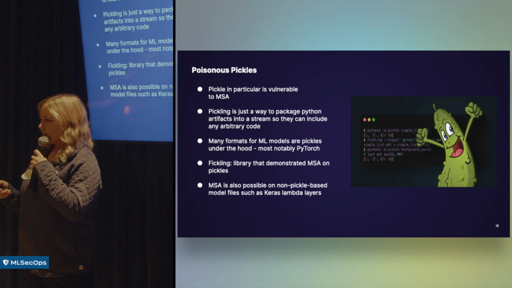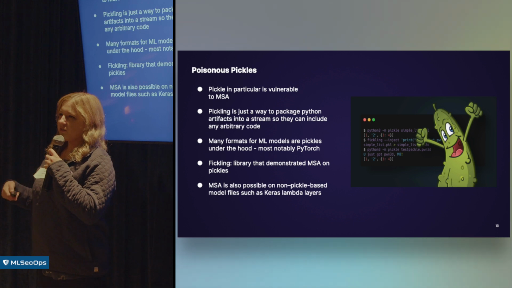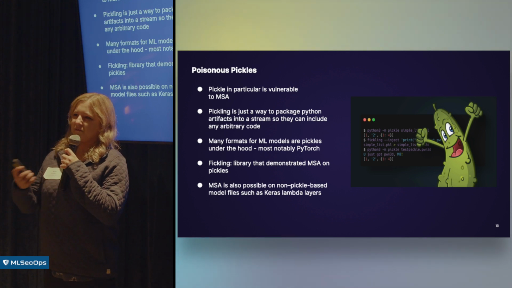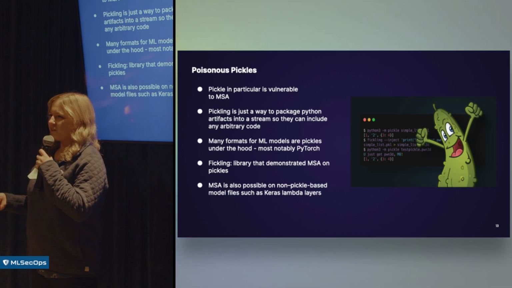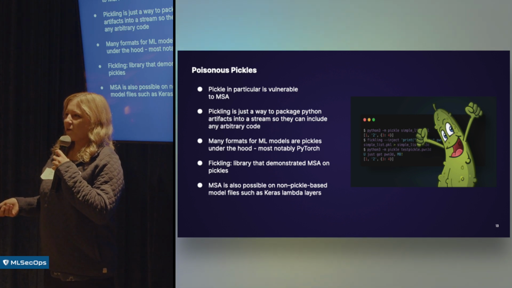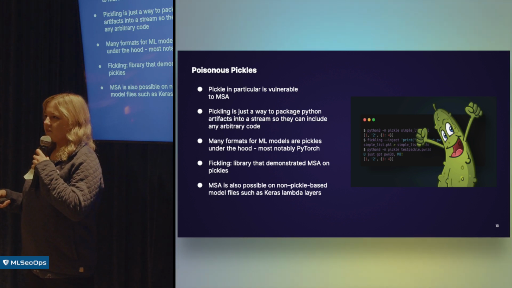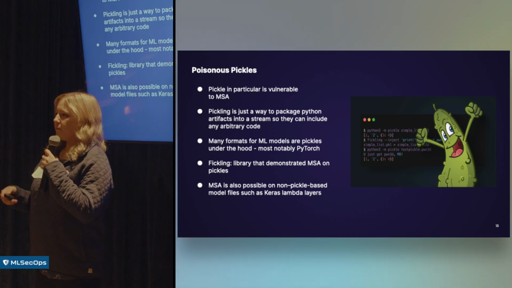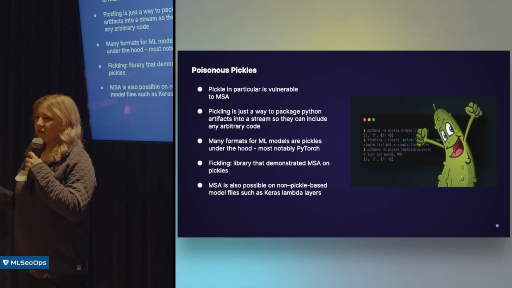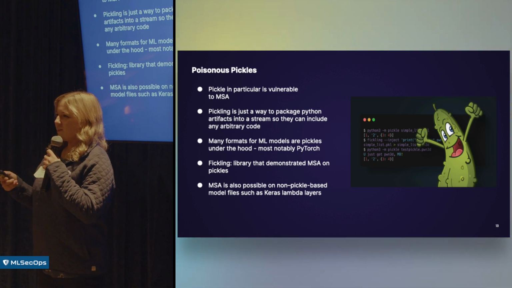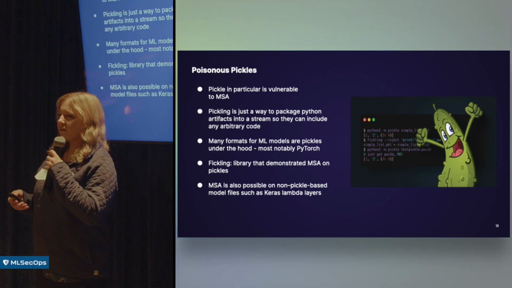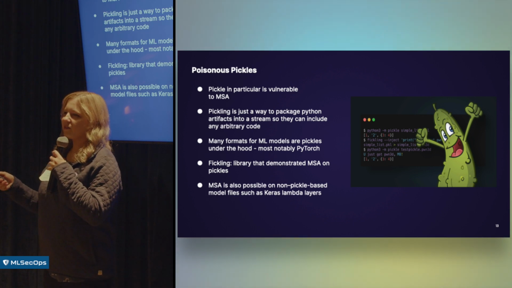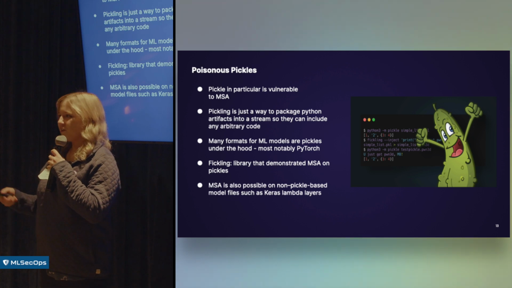Fickling, the library that documented model serialization attacks on pickles specifically, demonstrated this and made a pretty famous blog post about it a few years ago, but a lot of these machine learning frameworks still use pickle for serialization. So the classic libraries like scikit-learn and XGBoost definitely do, but PyTorch, which is a very prolific machine learning framework, still uses this. And even more modern frameworks that have moved away from pickle, like TensorFlow and Keras, are still vulnerable to this because they have custom operators and have lambda layers that can include arbitrary code again.